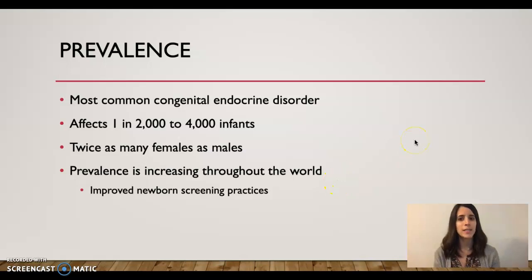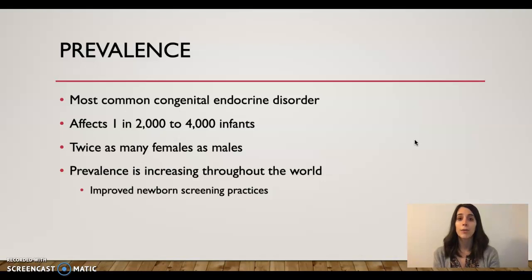So, the prevalence of CH: it is the most common congenital endocrine disorder. And by congenital, that means that it's something that you're born with. So you have it since birth, and it's the most common endocrine disorder that people are born with. It affects 1 in 2,000 to 4,000 infants. So that's pretty common. And it affects twice as many females as males. I wasn't really able to find out why that was. I did some research, but there was nothing that I could find as to why it affects more females than males.